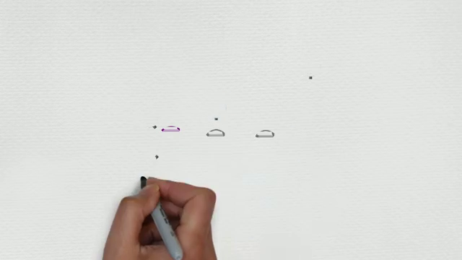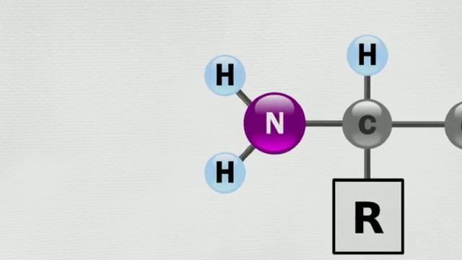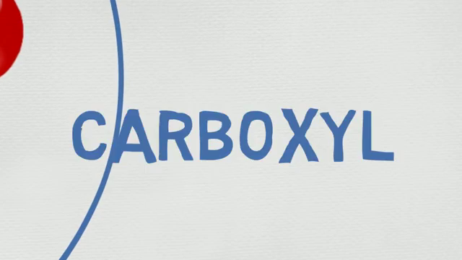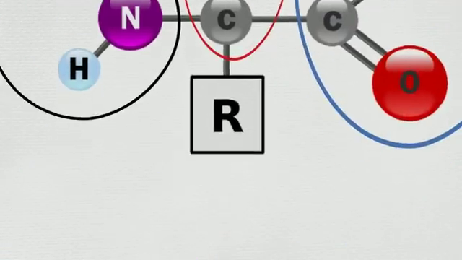These amino acids have a very specific structure and look something like this. They are made up of an amino group, a carboxyl group, an alpha carbon, and a variable R group.